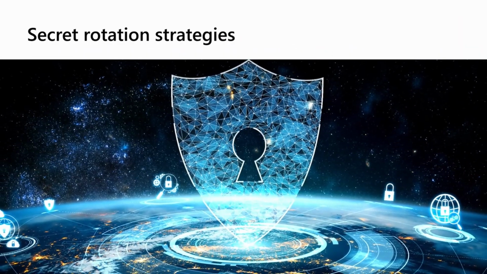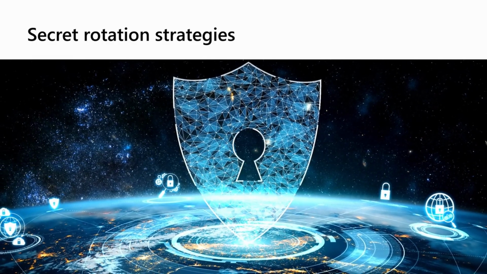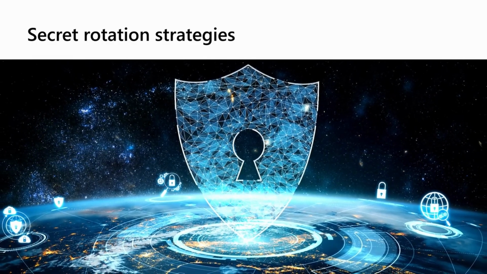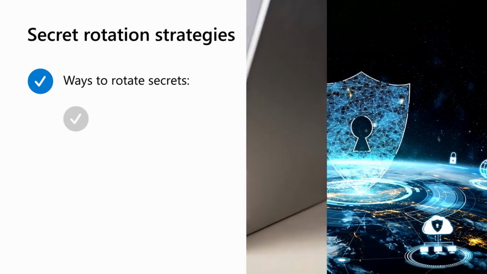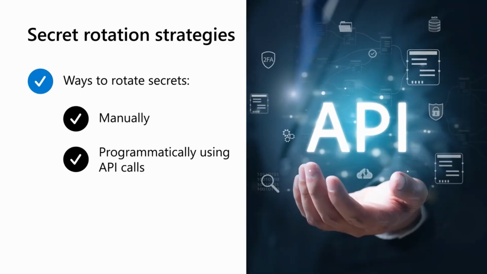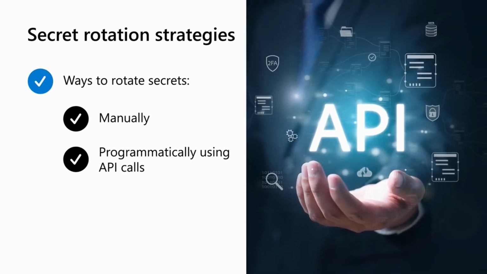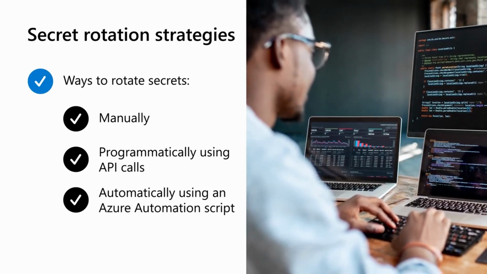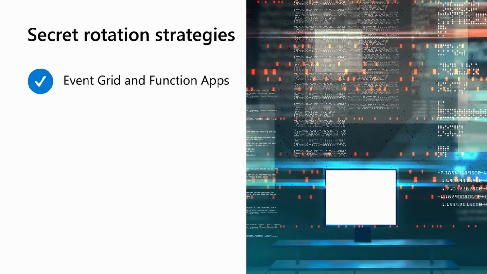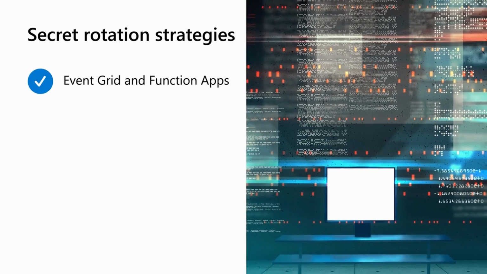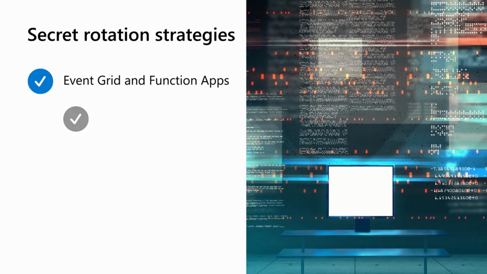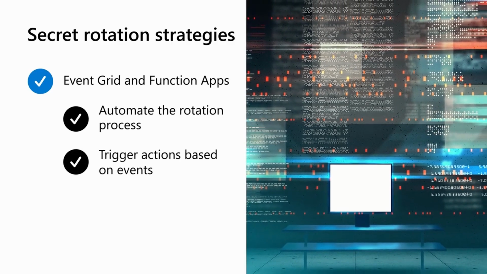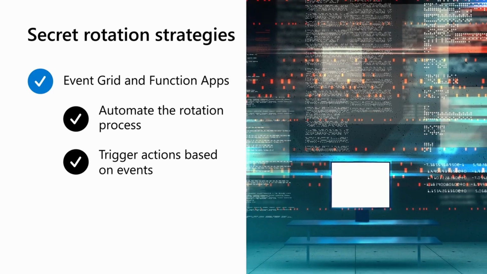So, is there a secure secret rotation strategy? Yes, there is. You learned that you could rotate secret values manually, programmatically using API calls, or automatically using an Azure automation script. You also learned about Event Grid and Function Apps, which are Azure services that can be used together to automate the rotation process and trigger actions based on events.